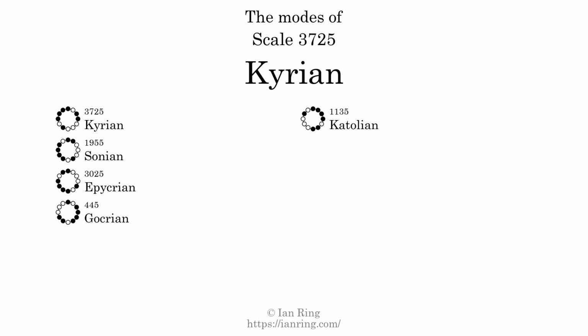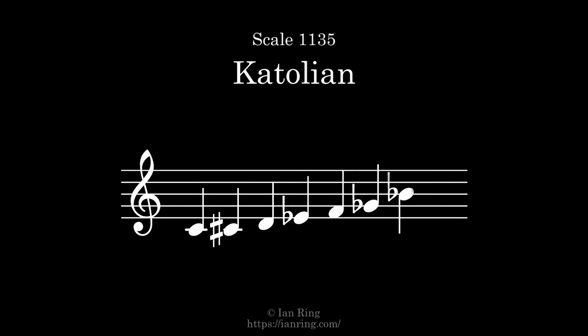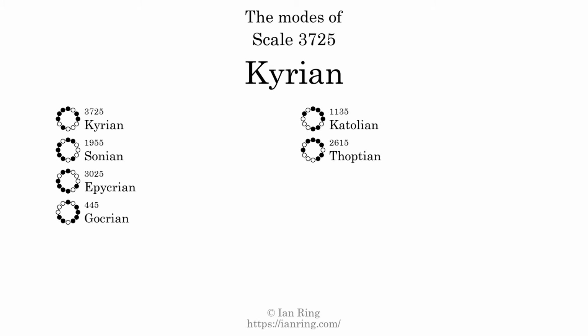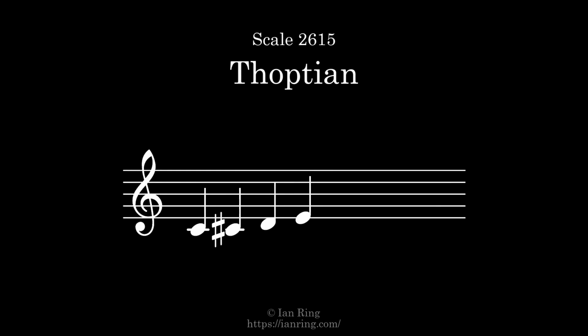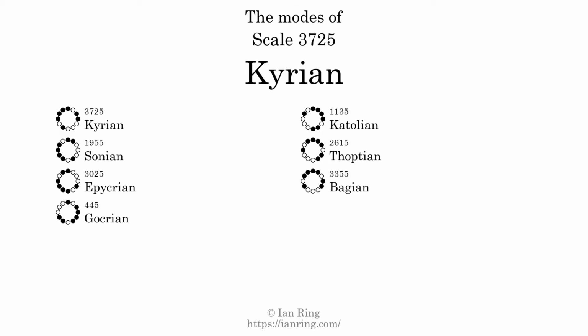The fifth mode is scale 1135, also known as Kyrian. It sounds like this. The sixth mode is scale 2615, also known as Thoption. It sounds like this. The seventh and last mode is scale 3355, also known as Bayesian. It sounds like this.